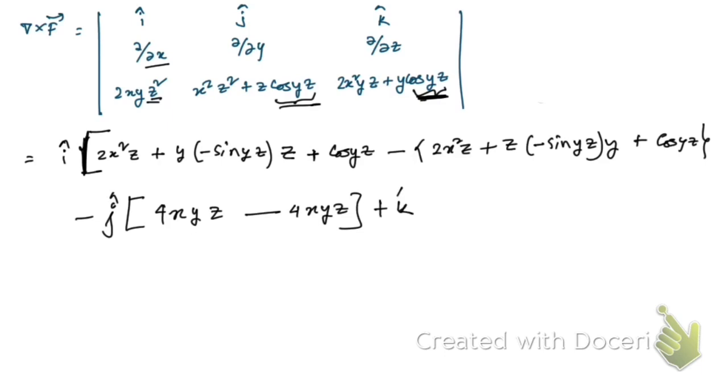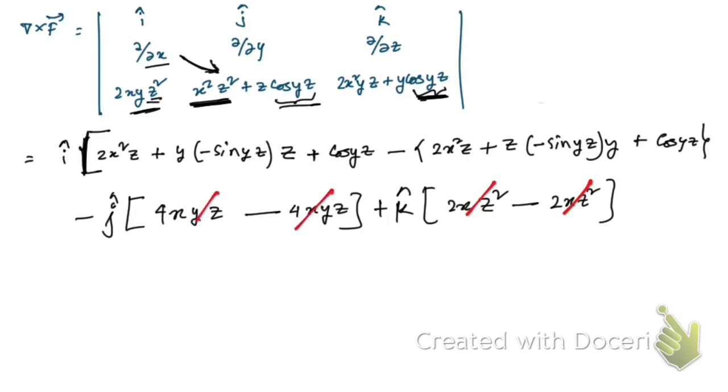Then plus k cap. So to find k cap, we have to do this one first. If you differentiate this with respect to x, then you're going to have 2x squared, sorry, not x squared, x only, z. Then this is not a function of x, so that's going to be 0. Then minus, differentiate this with respect to y, then it's going to be 2xz squared again. So here you see these two clearly cancel, right? So that's going to be 0.